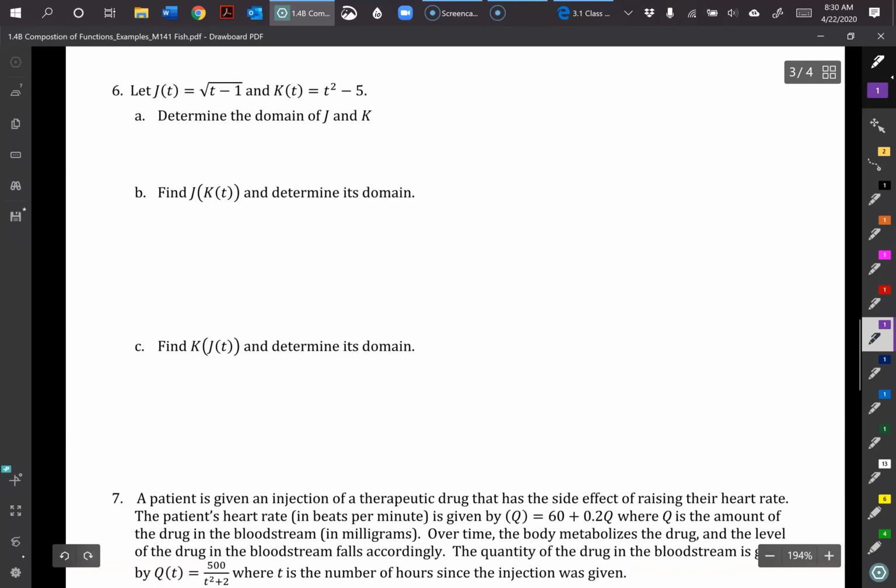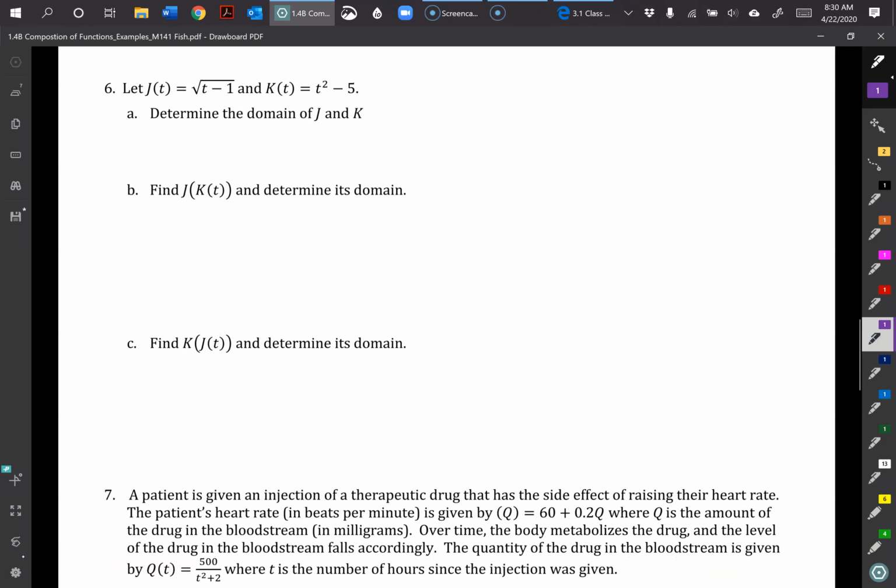Okay, for number 6, we have a radical. So this is composition of radicals, with a quadratic. So determine the domain of J and K. You guys know how to do that, so go ahead and try that. We're going to try this maybe as a class work.